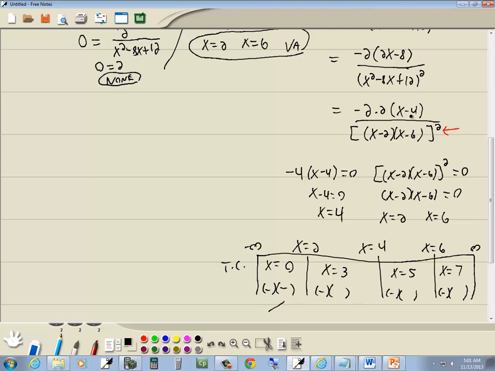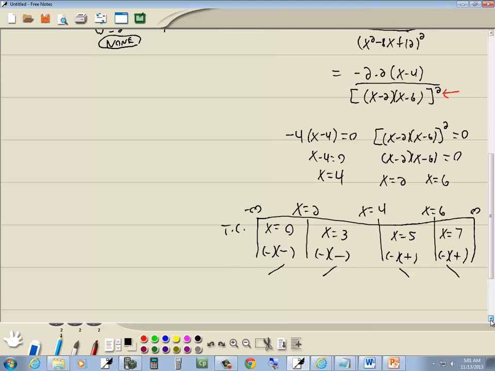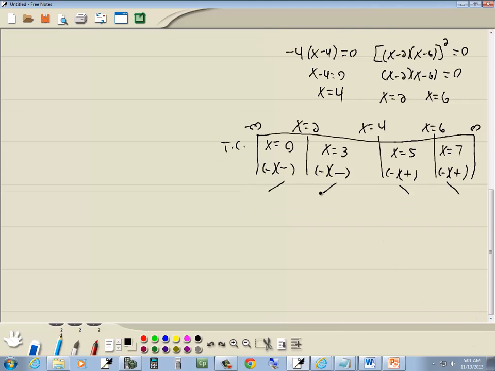If I put 3 in, 3 minus 4 is negative. Negative times a negative is positive, so it's increasing. If I put 5 in, 5 minus 4 is 1, that's positive. Negative times a positive is negative, so this is decreasing. And if I put 7 in, 7 minus 4 is 3, that's positive. Negative times positive is decreasing. Now if you don't see that, well then just plug it into your x and go through all the calculation. You'll find out the signs and confirm that.